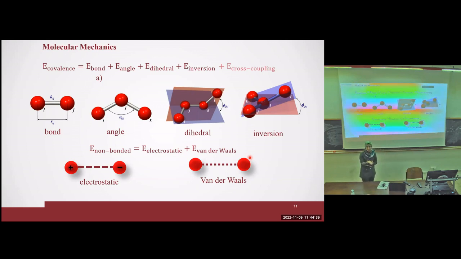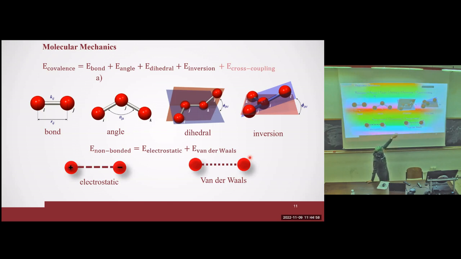They are different degrees of freedom that contribute to the potential energy of the system. We have the bond, which is between two atoms. We have the angle, which is between three successive atoms. We have the dihedral. I don't know if it's understandable when it's dihedral.